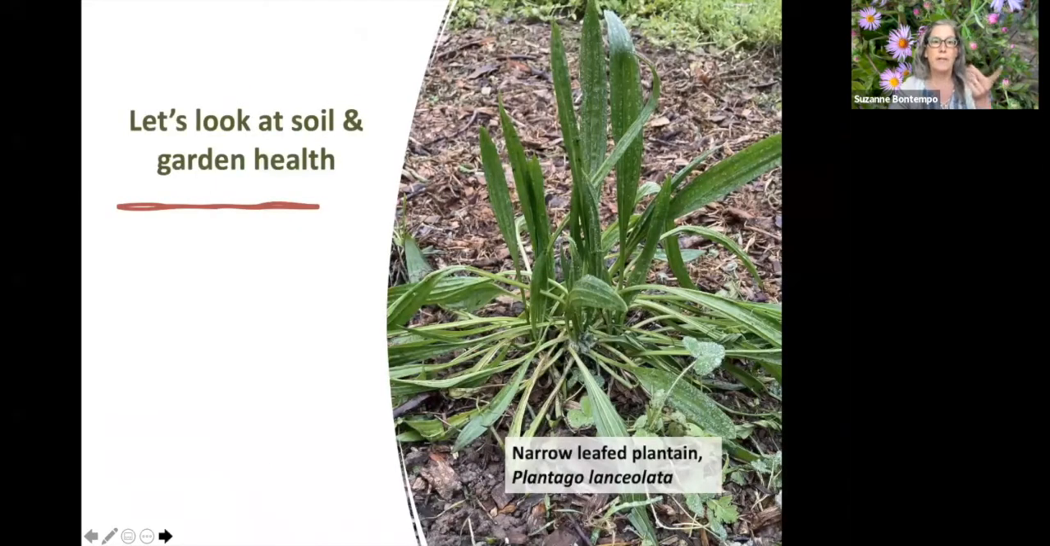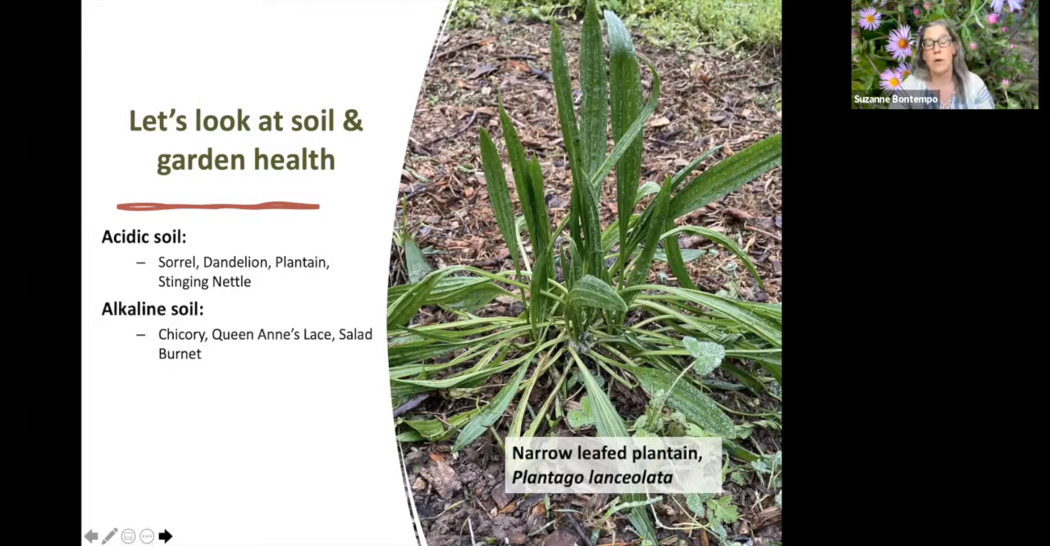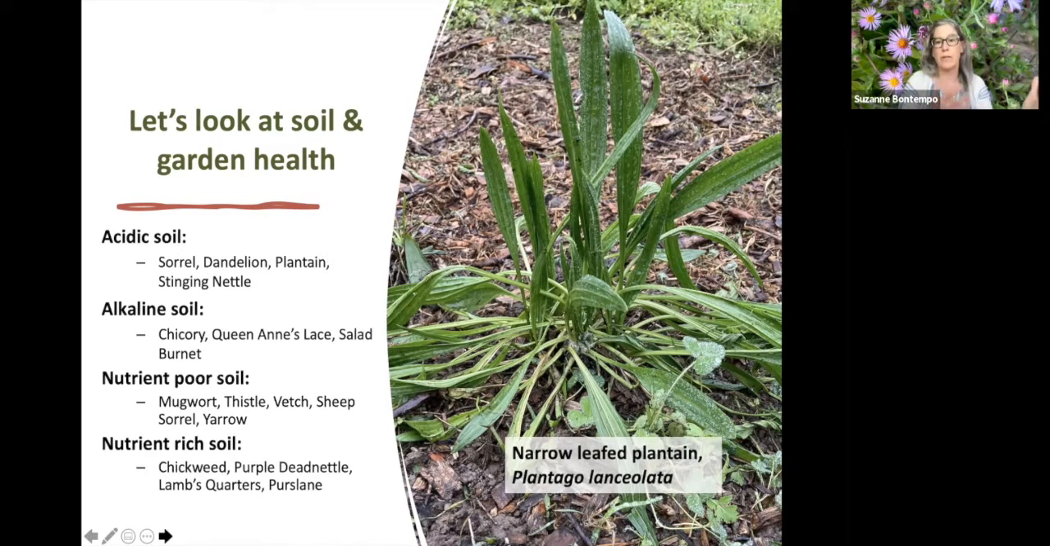So, we can start by looking at the soil and garden health. We understand if our soil is acidic, certain weeds are going to grow in those conditions, and certain weeds are going to grow in conditions of a more alkaline pH. Or some weeds will thrive in nutrient poor soils versus others in nutrient rich. So we can look at this to help us identify how to correct the problem by adjusting the pH or the nutrients in the soil.